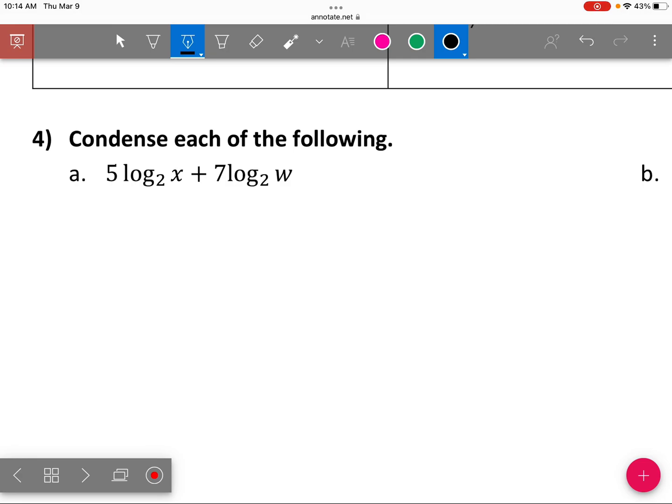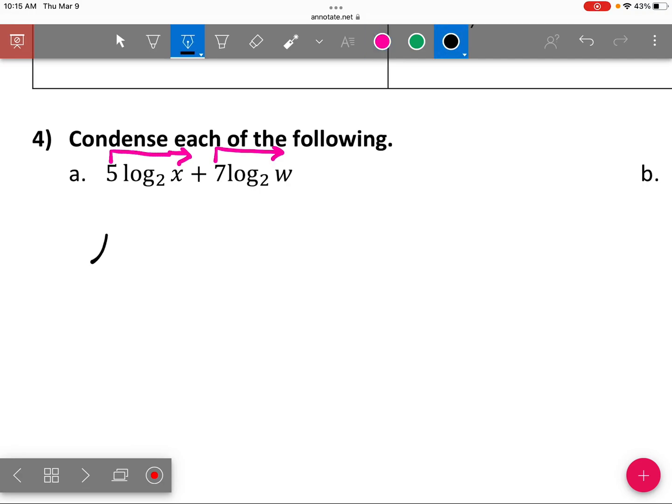So we're trying to make it smaller. I would like to get rid of all my logs, get down to 1 log. What should we deal with first? Our exponents. What becomes our exponents? The 5 and the 7. My 5 and my 7. My coefficients, those multipliers, become my powers.